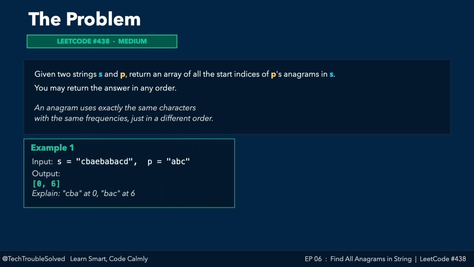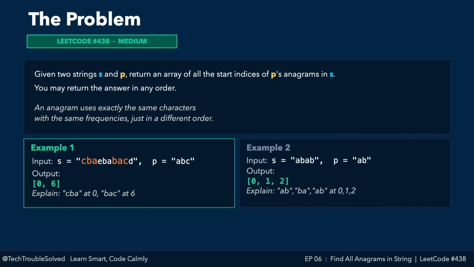So S is CBA, EBA, BACD. P is ABC. Window size is length of P, which is 3. We are looking for every position in S where a 3-character window contains exactly 1A, 1B and 1C in any order. CBA at index 0, 1C, 1B, 1A. That's a match. And BAC at index 6, 1B, 1A and 1C. Also a match. So output is 0 and 6.